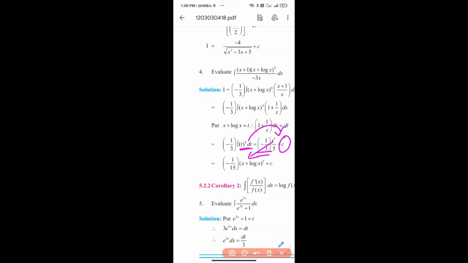So that's all for corollary 1 for the solved examples. I'm going to take the unsolved examples as well, but that I'll take in total. First we'll go through all the corollaries.